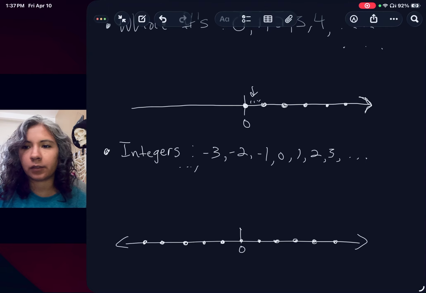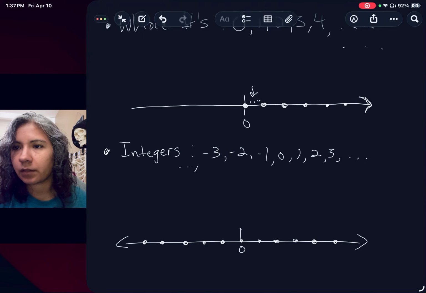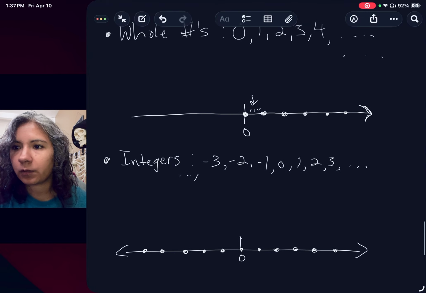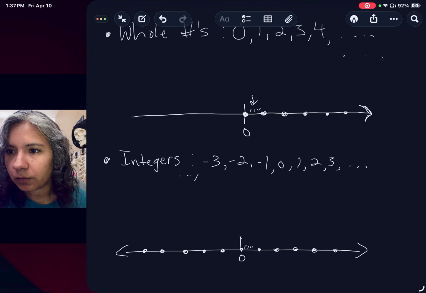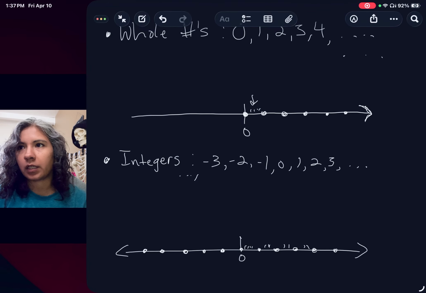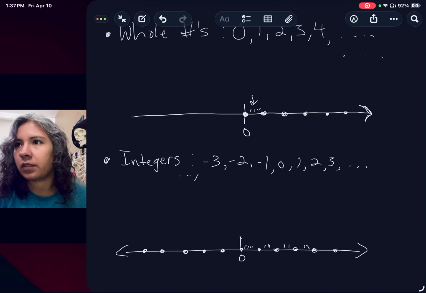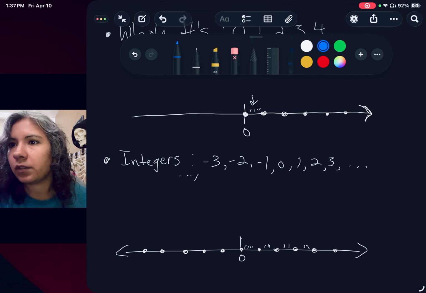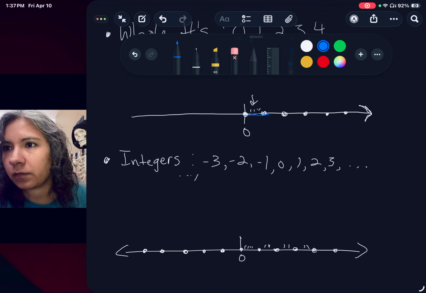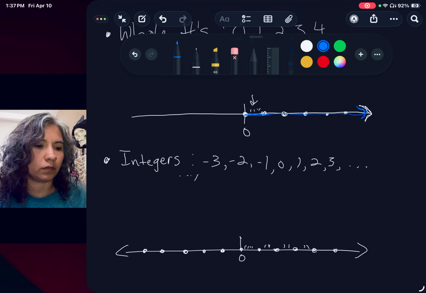But just like for the whole numbers, they don't include all the random numbers in between. So I didn't draw an array for this one, because if it included all of those, it would just be a line like this, but it does not include all of those numbers.